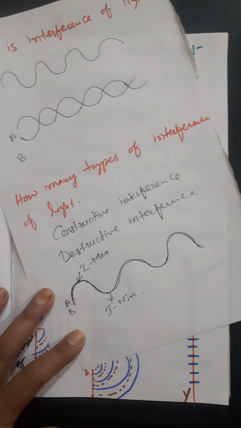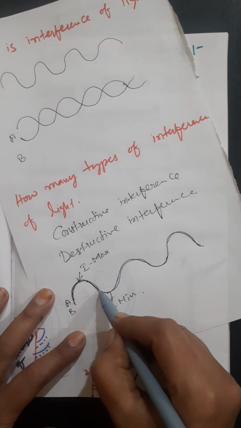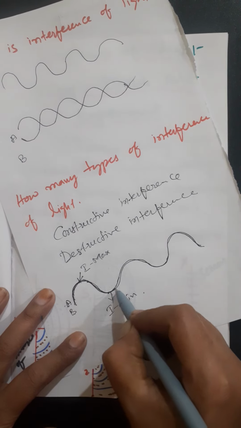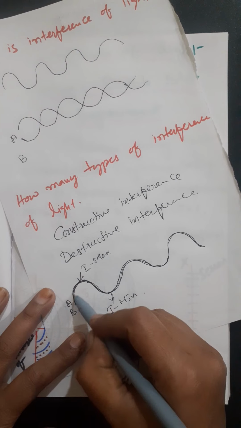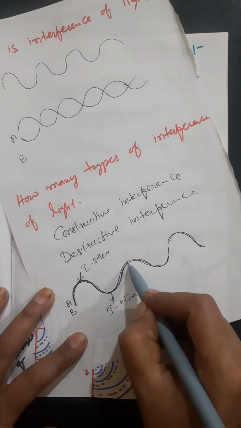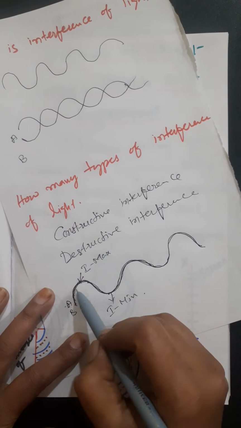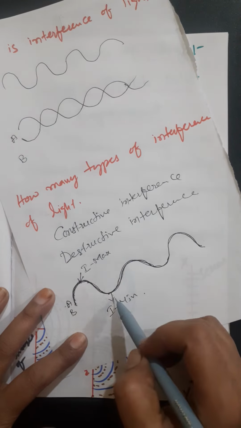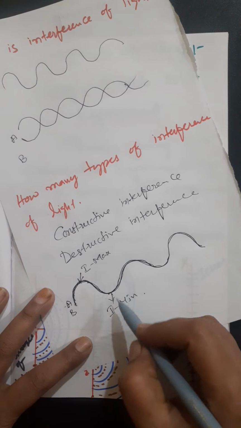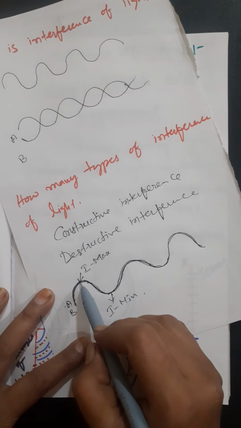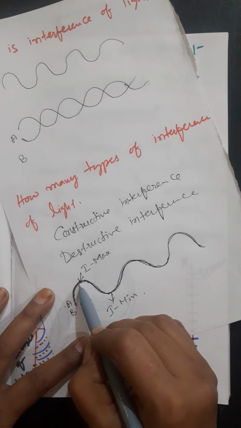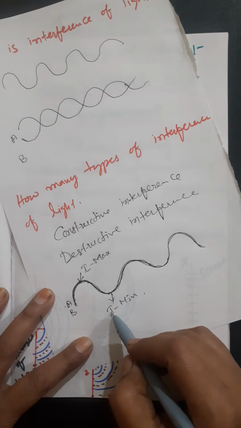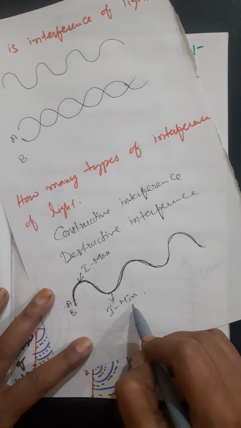Now let us suppose A and B light rays are superimposed on each other in such a manner that crest falls on the crest and trough falls on the trough. Wherever the crest falls on the crest, that is called the constructive interference. Wherever the trough falls on the trough, that is called the destructive interference. Where constructive interference takes place, the intensity will be maxima, and wherever destructive interference takes place, the intensity will be minima.